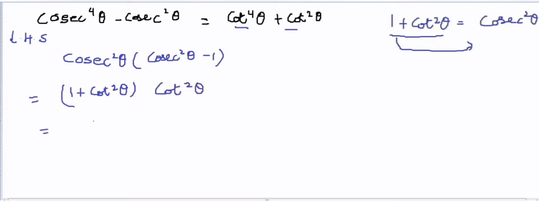Now this I am going to multiply in the bracket. So multiplying in the bracket, I will get cot square theta plus cot power 4 theta, and this is our RHS.